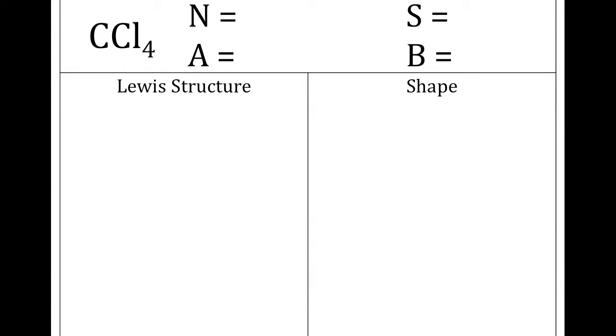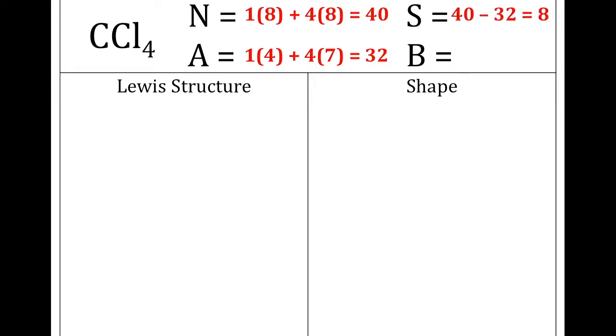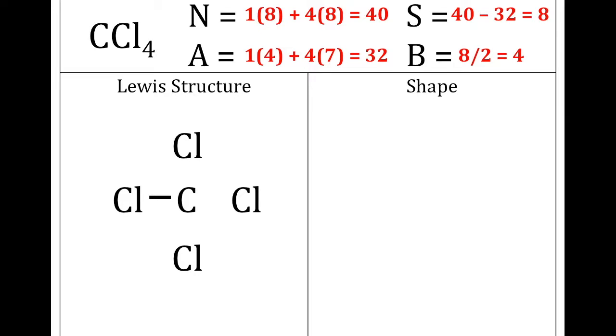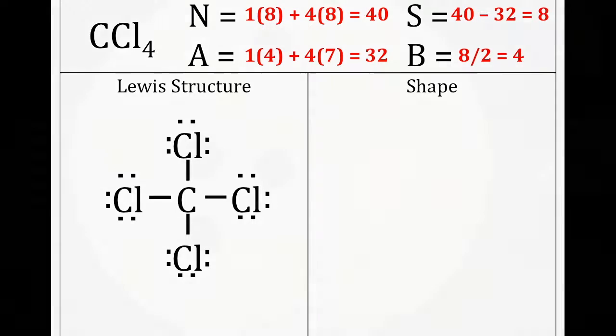All right, now we have carbon tetrachloride. For this one, needed is 40, available is 32, so shared is 8, and it's going to form 4 bonds. So we draw carbon in the middle, surround it with 4 chlorines, connect everything with single bonds. Carbon's octet is filled with its 4 bonds, so we just need to fill out all the chlorines and make sure they get their 8 electrons. All right, so let's look at the grapes again and see what this shape is going to look like.